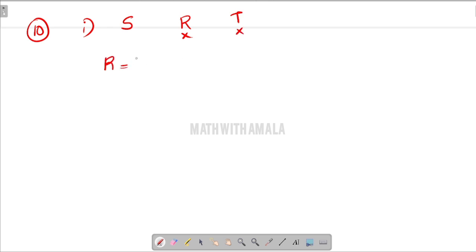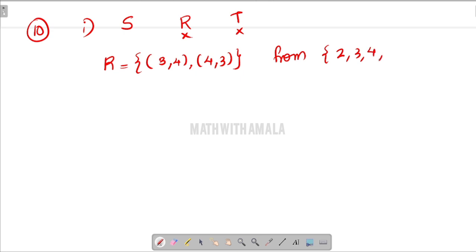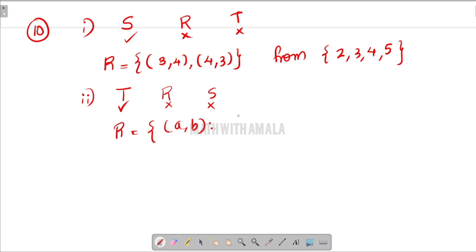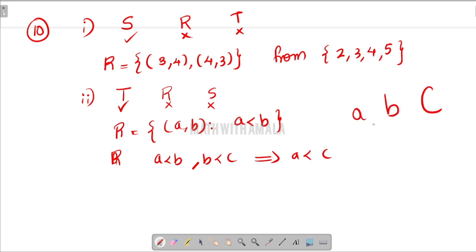Then the 10th question, we have to give some examples of relations which are symmetric but not reflexive and transitive. Let's give the example R equal to the set of (3, 4), (4, 3) from the set {2, 3, 4, 5}. It is obvious that it is only symmetric but not reflexive or transitive. Second, it should be transitive but not reflexive and symmetric. R is the set of (a, b) such that a is less than b. Then a less than b and b less than c implies a less than c, because let's take a, a bigger b and a bigger c. Then we can say a is less than c.